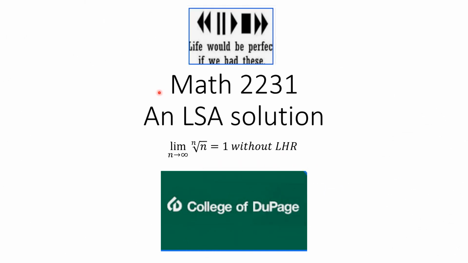This is Math 2231 coming to you from the College page, and the title of this lecture is LSA solution. The one we're talking about here is the limit as n goes to infinity of the nth root of n is equal to 1, and we're doing this without using L'Hopital's rule. As always, please be attentive when watching these videos.